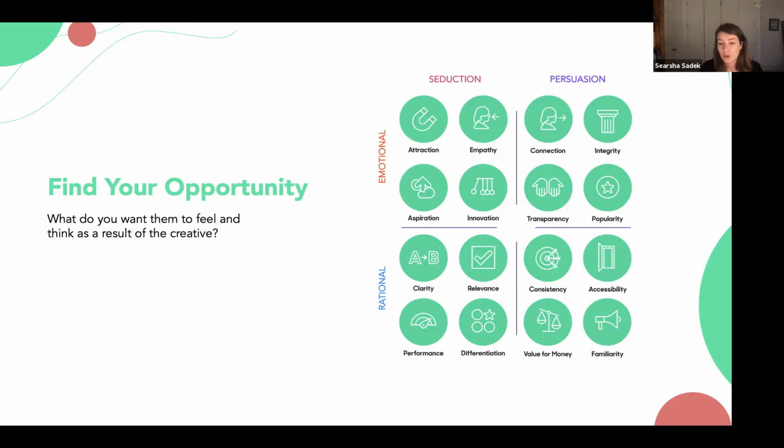So if your brand is strongly rational at the bottom, and if your category, people are expecting very rational things from you, you can then say, right, where am I going to punch through?